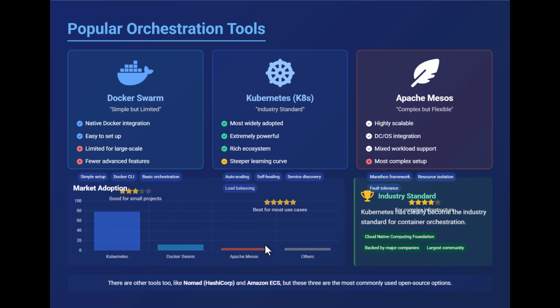Ideal for small teams or quick MVPs, like minimal viable product. Adoption is good for small projects, but adoption has dropped as Kubernetes gains dominance.